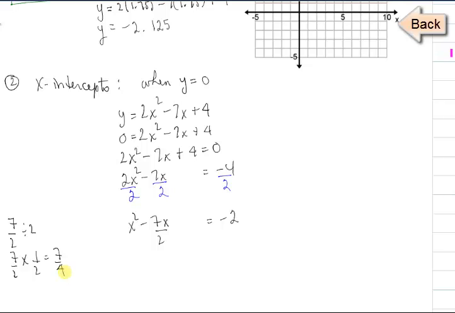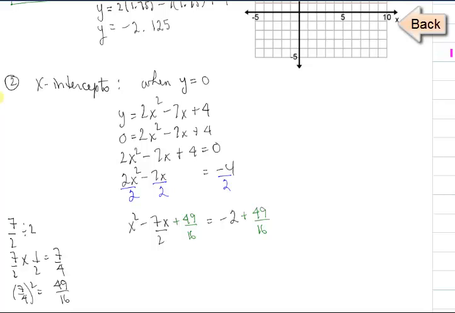So what I want to do now is square that, right? I want to take half of 7 over 2, which is 7 over 4, and square 7 over 4. That's going to give me 49 over 16, and that's what I want to add to both sides. So plus 49 over 16 and plus 49 over 16.